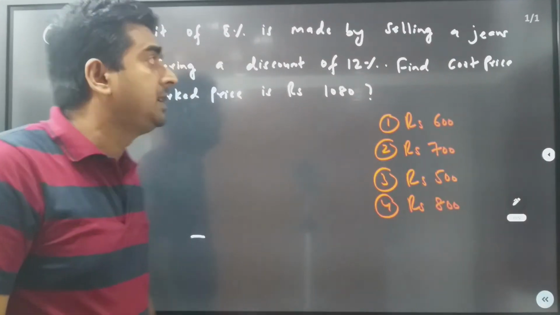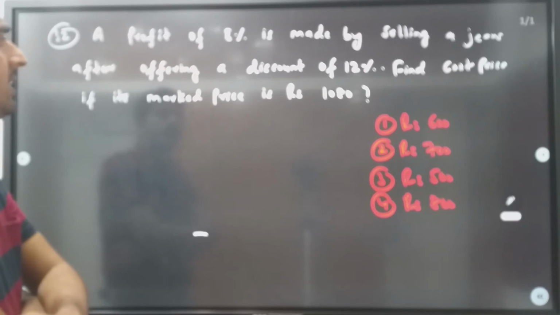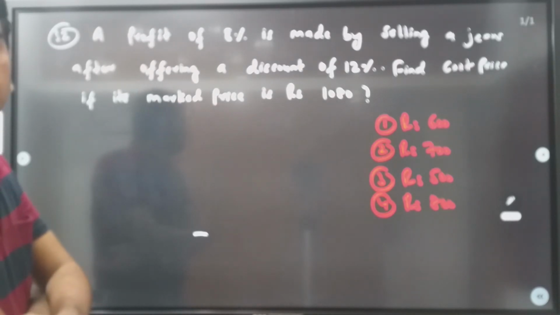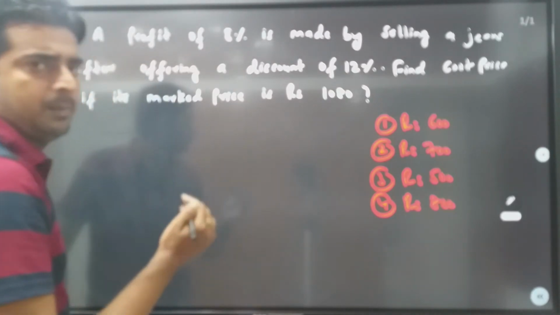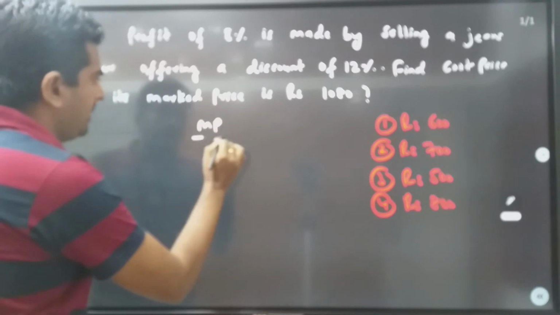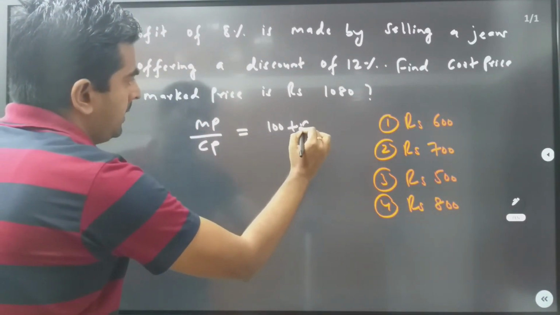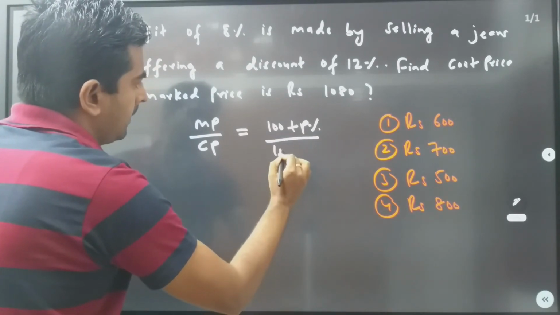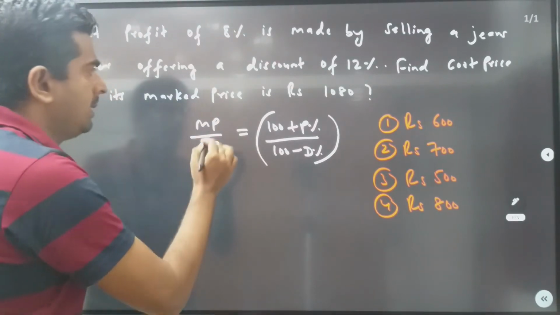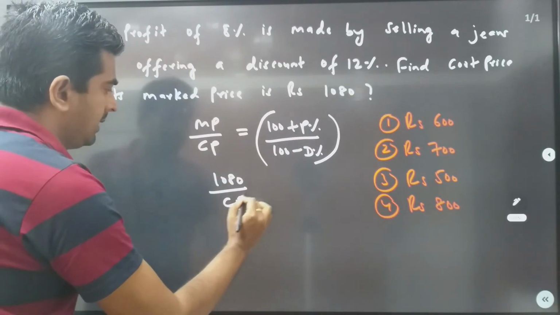Now we see question number 32. A profit of 8% is made by selling a jeans after offering a discount of 12%. Find the cost price if its mark price is rupees 1080. You know very well, in my previous video also I have told you this formula. Mark price by cost price is equal to 100 plus profit percentage divided by 100 minus discount percentage. Remember this formula. Mark price how much they have given you? 1080. Cost price they are asking.